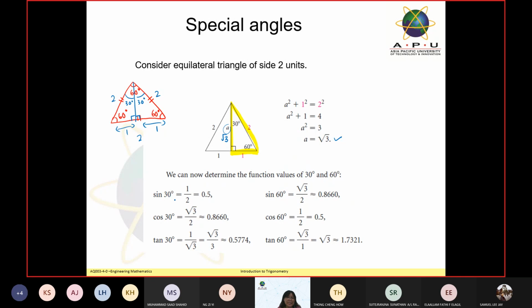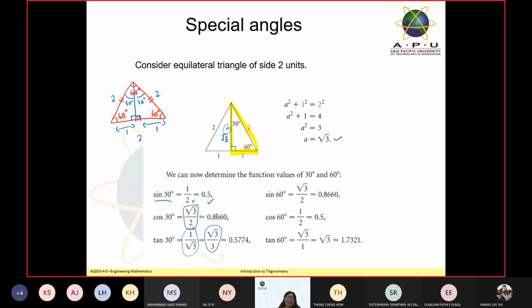Now let's look at here. Sine 30 is opposite over the hypotenuse, which is 1 over 2. This is something very common: sine 30 equals half. Then how about cos 30? Cos 30 will be adjacent over hypotenuse, which is square root of 3 over 2, which is 0.8660. Then for tangent 30, it will be 1 over square root of 3. Can you see how we express the angle in surd form? Of course, we can also write it as square root of 3 over 3.